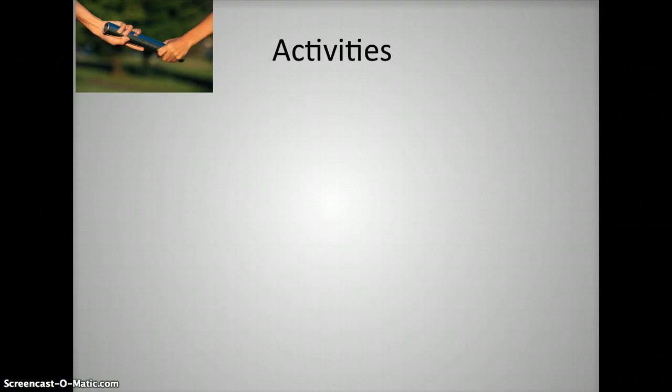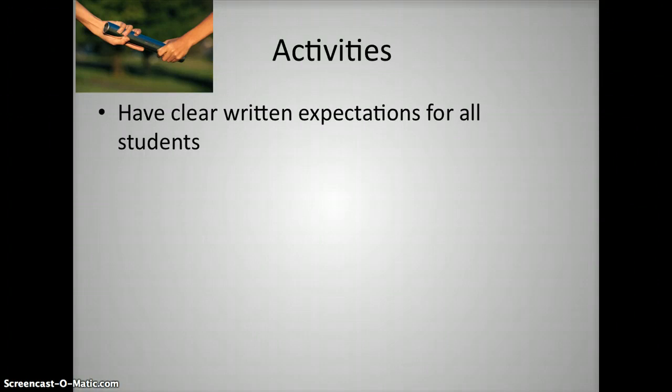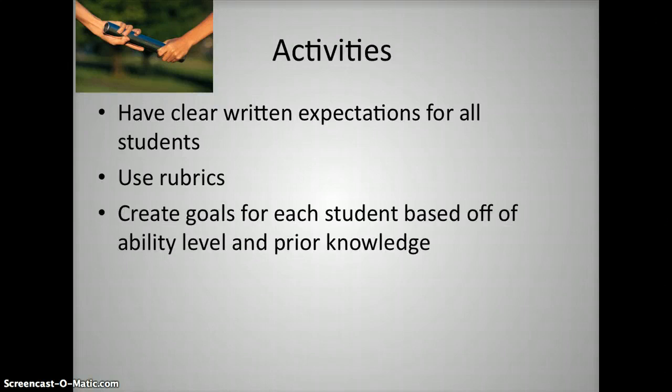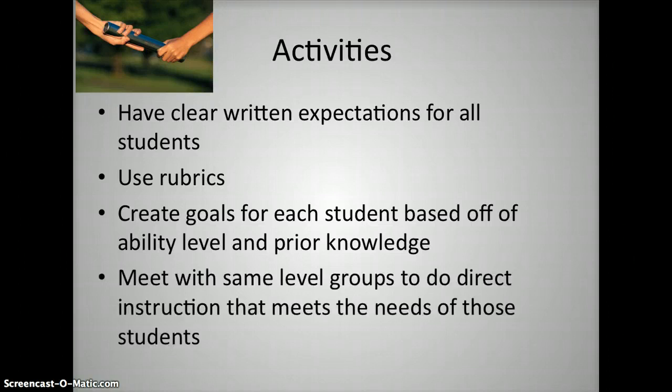So here are some activities that you can do within your classroom that are easily differentiated. Having written clear expectations for each group that you have differentiated, using rubrics, creating goals for each student based on their ability level and prior knowledge, and meeting with same level groups to do direct instruction. That way you know one group may be struggling with this, you can meet with them and work on it, whereas another group may need help with something else. And then you're not dragging kids who already have that knowledge through repetition.